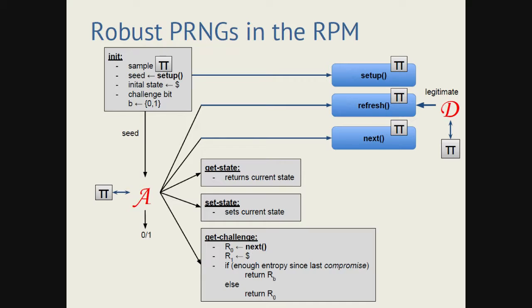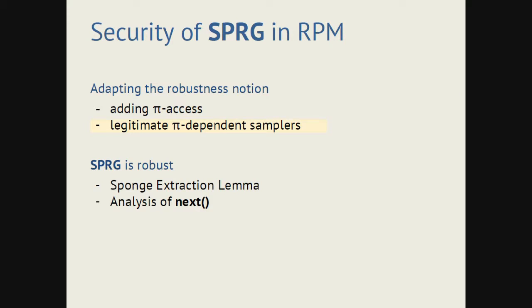Remember that before this meant that the distribution sampler provides some honest estimates of the entropy that is contained in the inputs that it produces for the PRNG. But now this gets more tricky because of the presence of this huge pool of randomness, which is the function table of the permutation pi that is accessible to everyone. And so now I will sketch how we define legitimate distribution samplers in the presence of a random permutation pi that can depend on pi.